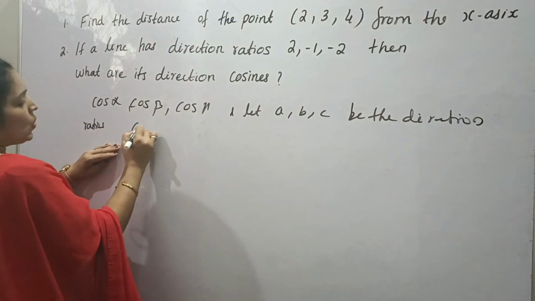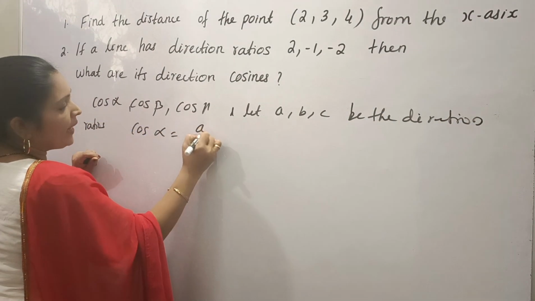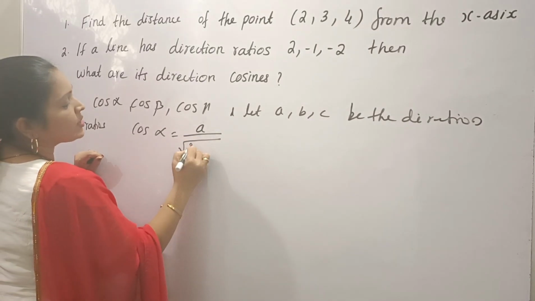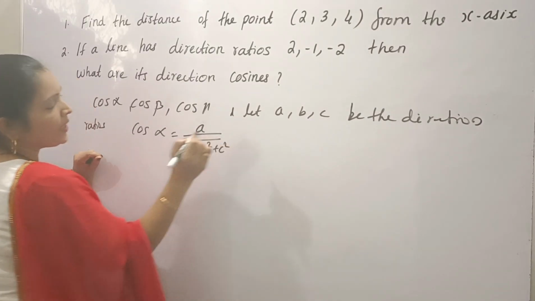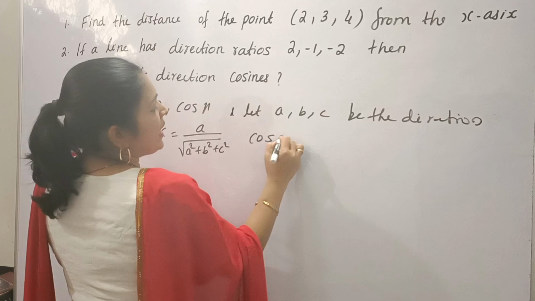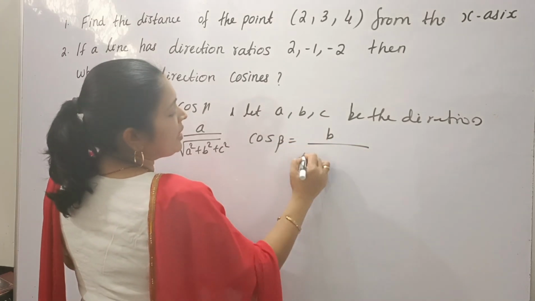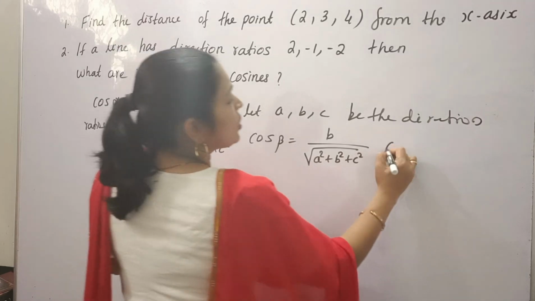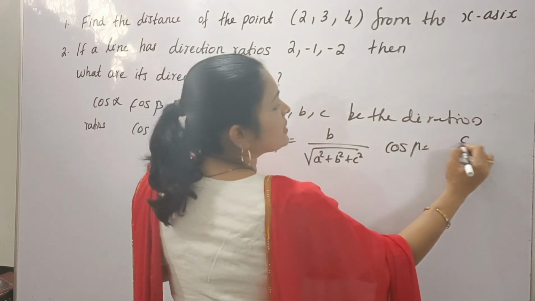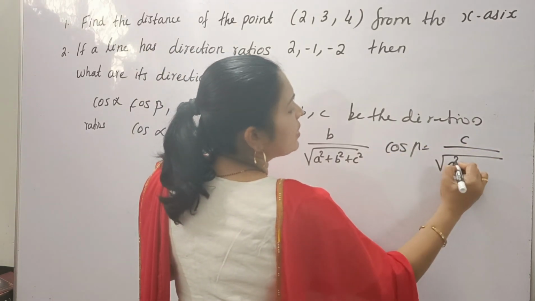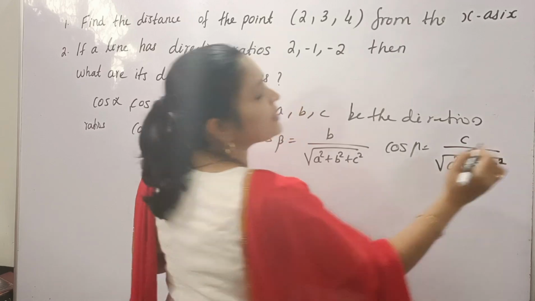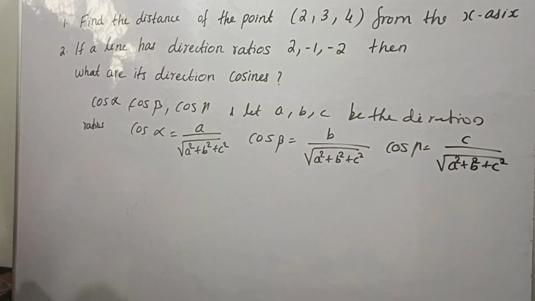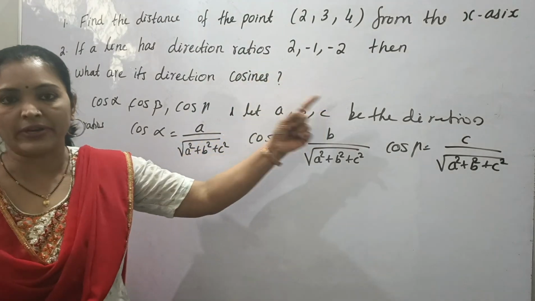Then cos alpha is equal to A divided by square root of A square plus B square plus C square. Cos beta is equal to B divided by square root of A square plus B square plus C square. Cos gamma is equal to C divided by square root of A square plus B square plus C square. So what are A, B and C? Direction ratios are given, right?